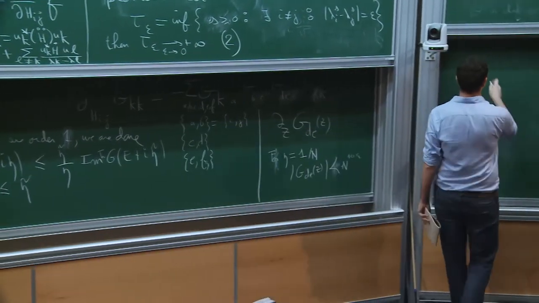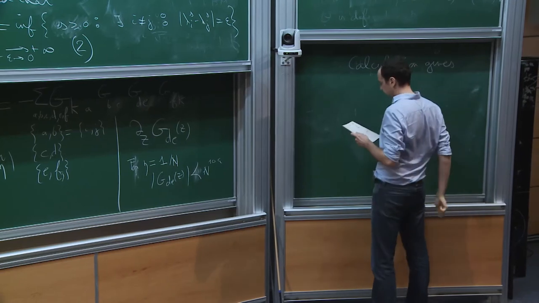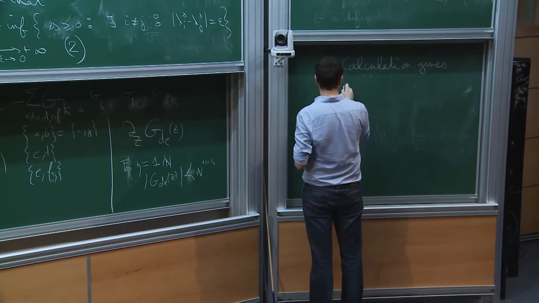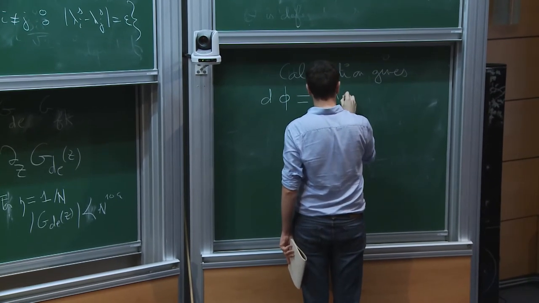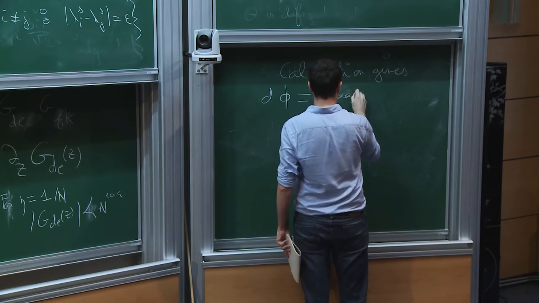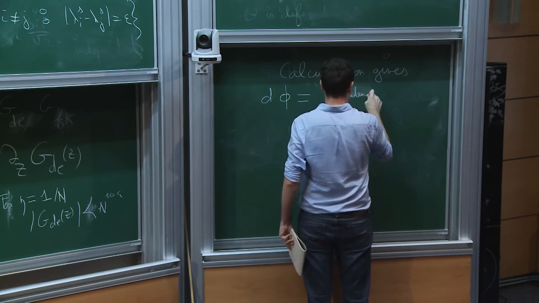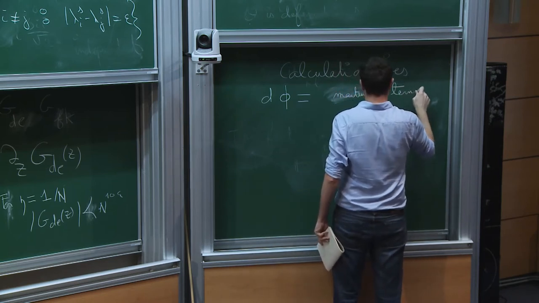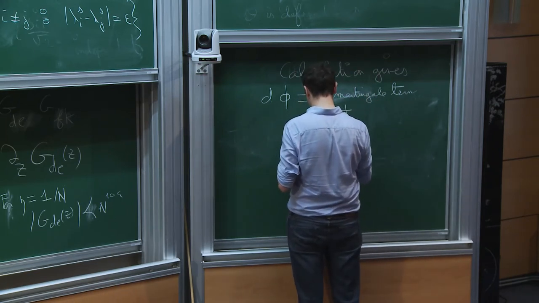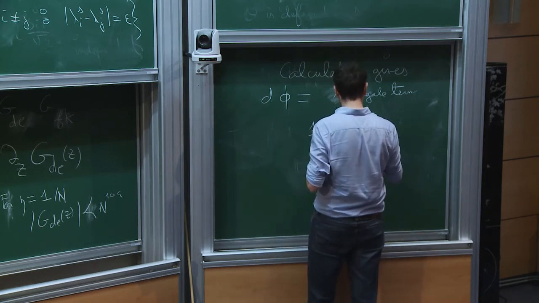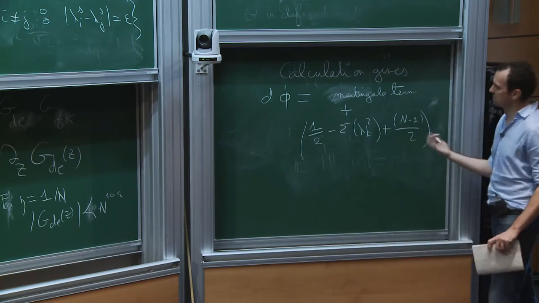Okay, so just a calculation. My dφ is equal to some martingale term, some local martingale term. It's really a martingale term, plus a drift, which is of the following type. It will be 1/2 minus the sum of λ_k squared, plus n over 2 and minus 1 over 2. But the key is the drift has no singularities.